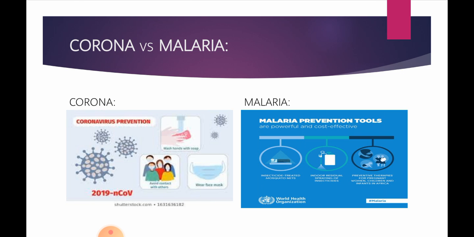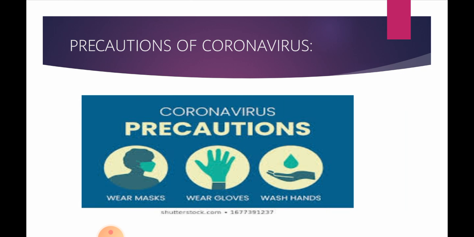Preventions for corona COVID-19 are: wash your hands, avoid contact with others, and wear a face mask. And malaria prevention tools are powerful and cost effective. These are insecticide-treated mosquito nets, indoor residual spraying of insecticides, and preventive therapies for pregnant women, children, and infants in Africa. Precautions for corona are: wear a mask, wear gloves, and wash hands.